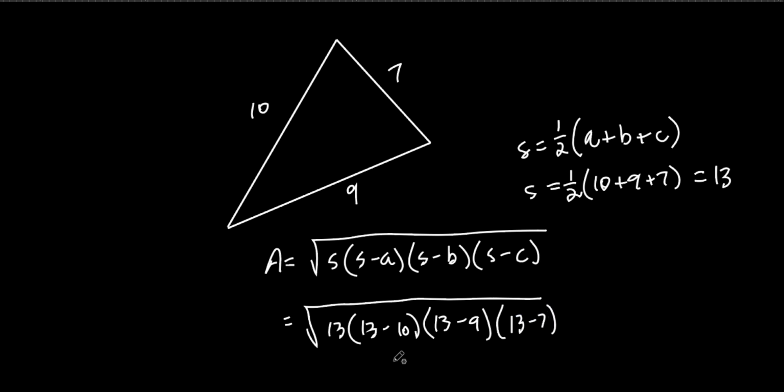7. Now, if you just want to put that in your calculator, you can, or you could go 13 times 3 times 4, and that's 6, right? Take the square root of all that. Now you can chuck that on your calculator. It's 936.